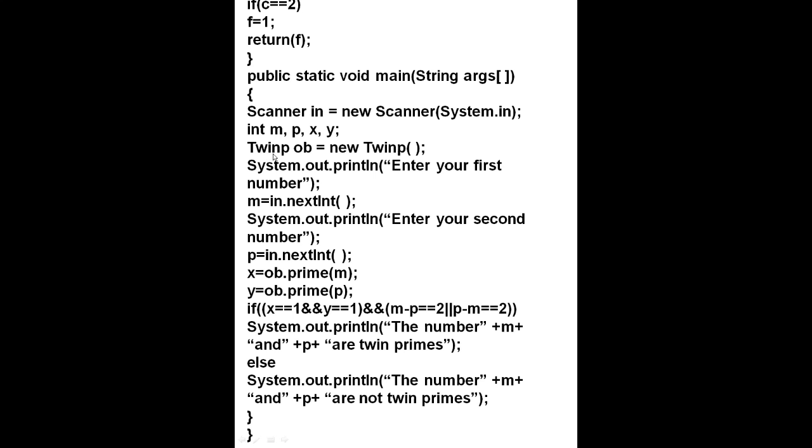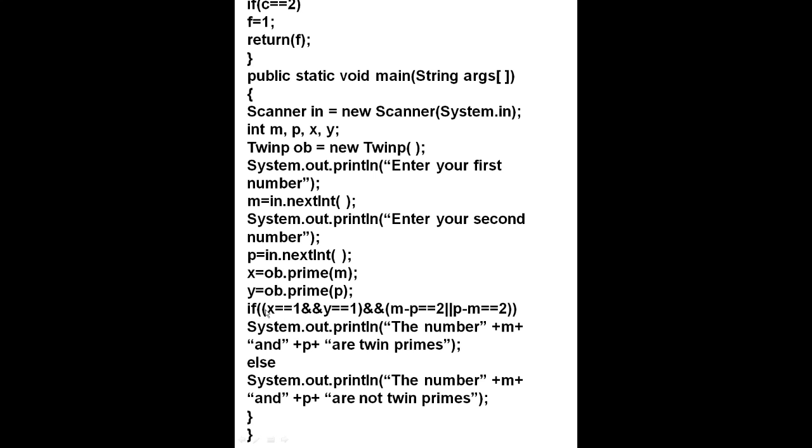Twin. Now we will create the object of Twin: Twin ob is equal to new Twin. System.out: enter your first number m, enter your second number p. We have entered two numbers. Now these are the primes: x is equal to ob.prime(m) and y is equal to ob.prime(p).